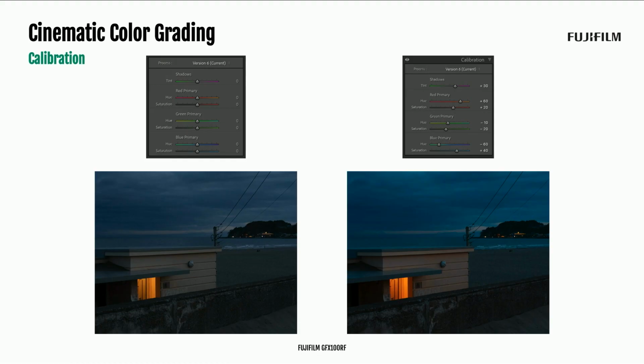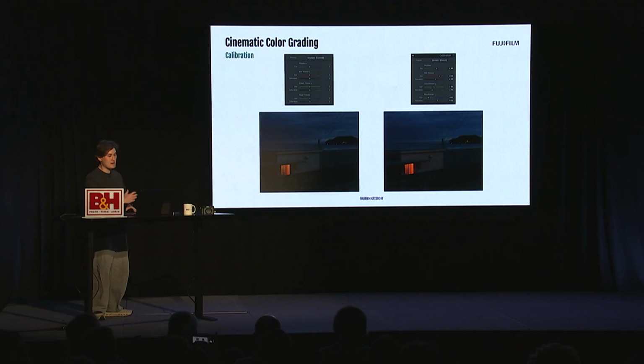Actually, this is the final, the calibration slider. As you can see here, we have these blue and orange pixels here at this night shot. And we're able to just go into this blue primary, bump up the saturation, but also bring it a little more to the teal side, and then bring that red hue a little more to the orange side to emphasize those colors in those images.